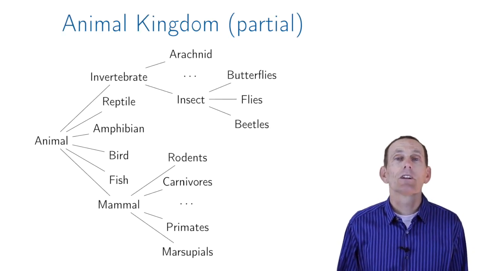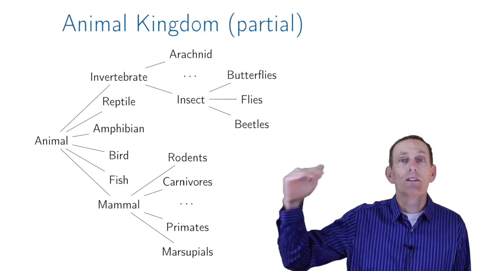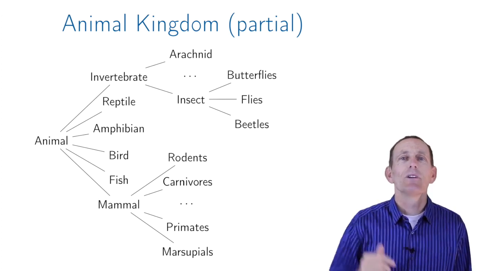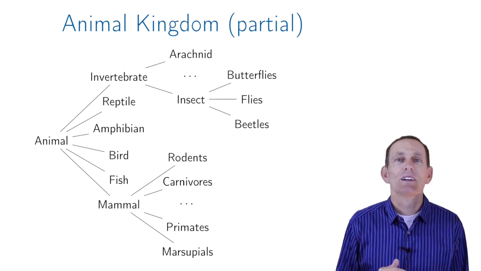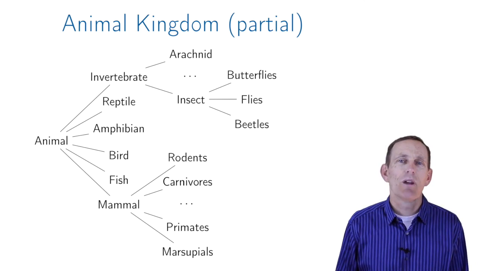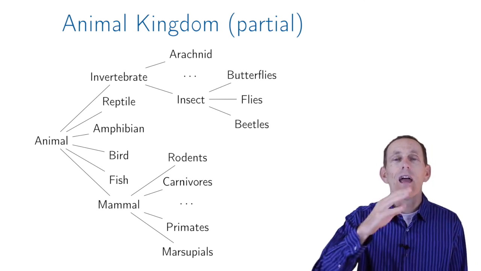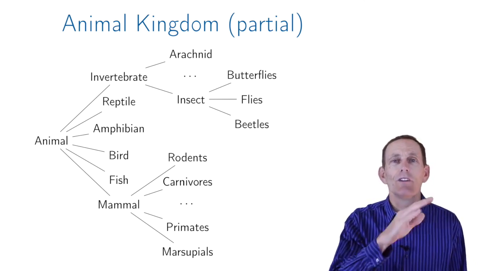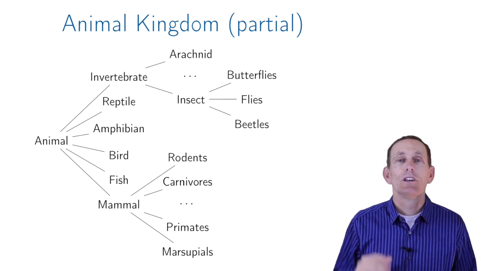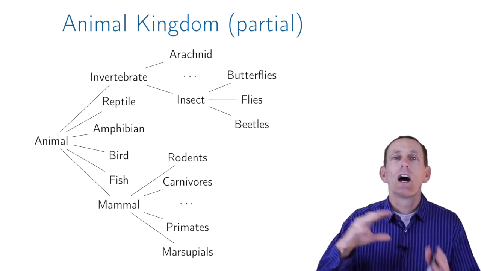Another example of a hierarchy is the animal kingdom. This is part of it where we've got animals, and then below that, different types of animals. So invertebrates, reptiles, mammals, and so on. And then within each of these, we have various subcategorizations. So this shows this entire hierarchy.